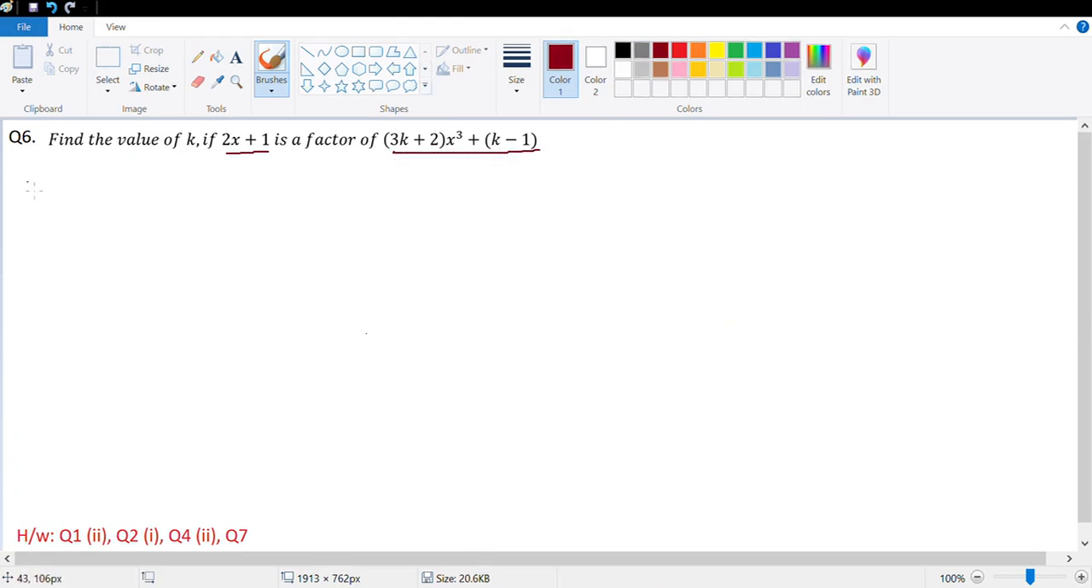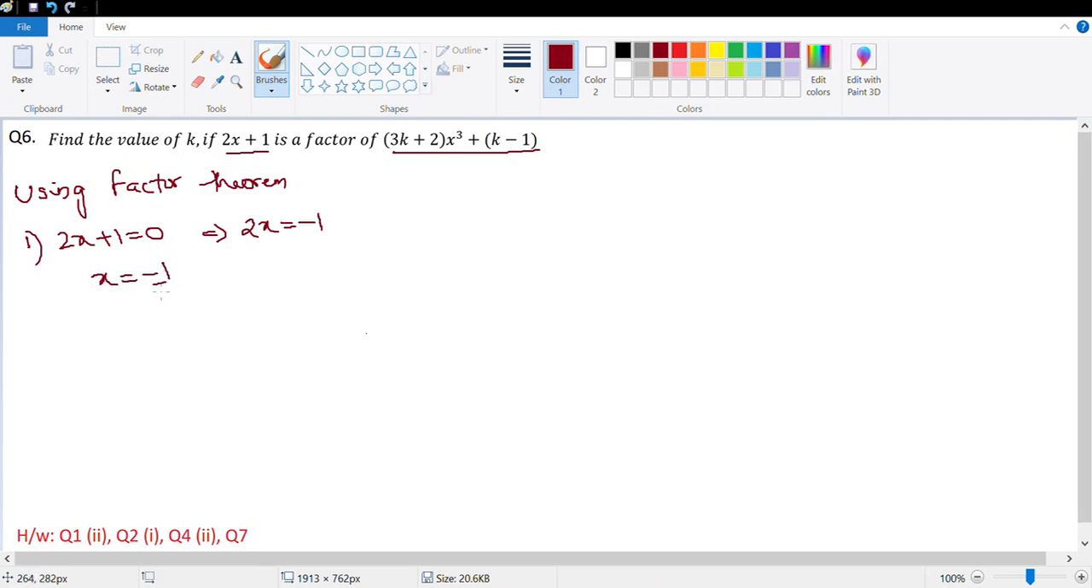Okay, so using factor theorem, what we have is 2x plus 1 is equal to 0, which means 2x is equal to negative 1, which means x is equal to negative 1 upon 2. Now since 2x plus 1 is a factor, therefore f of negative half will be equal to 0. Now let's substitute the value of x as negative half and see what this gives us.